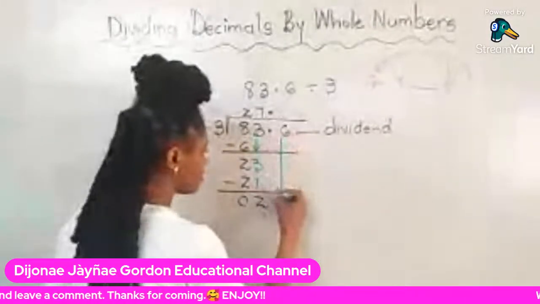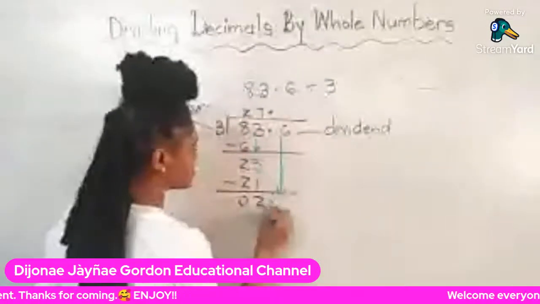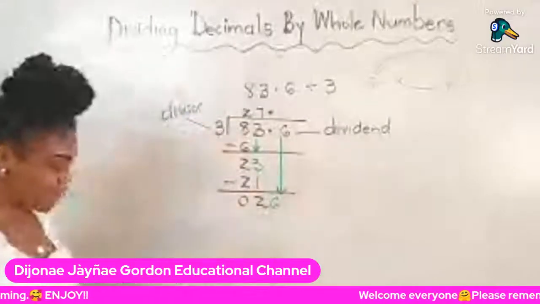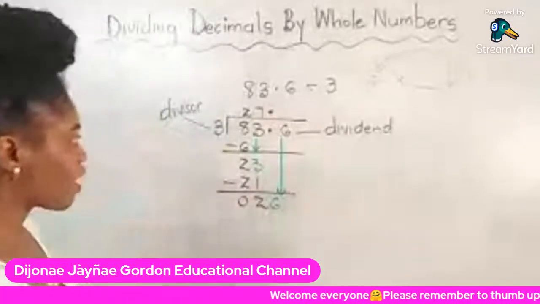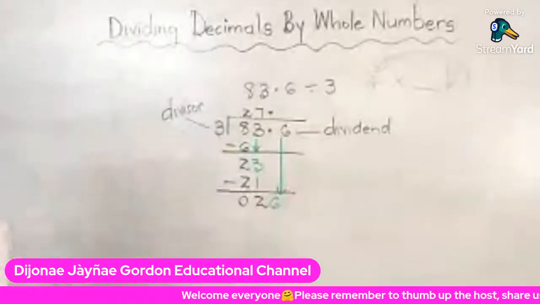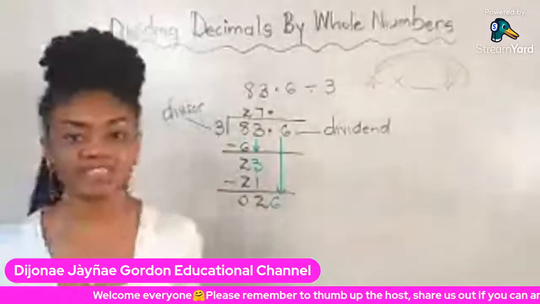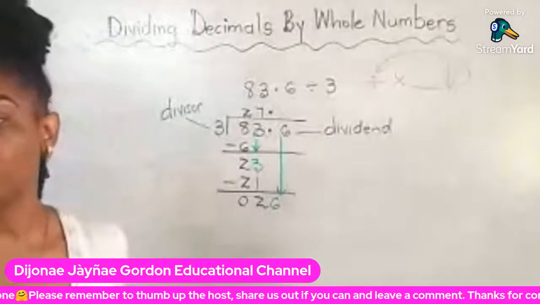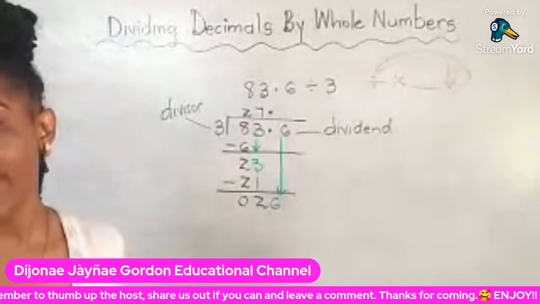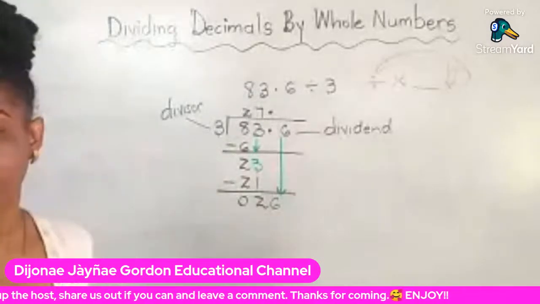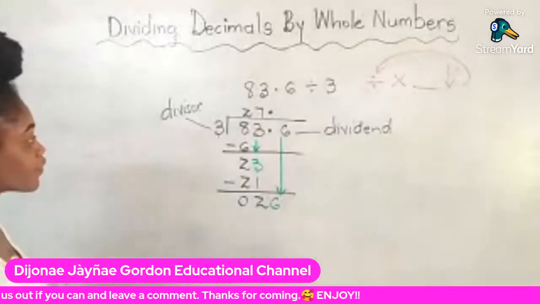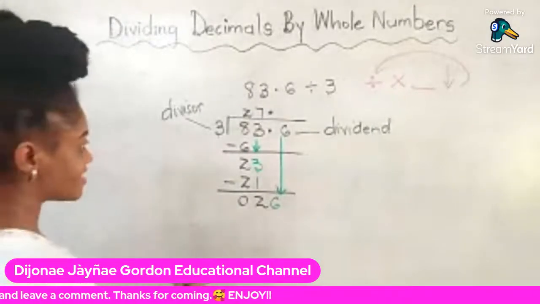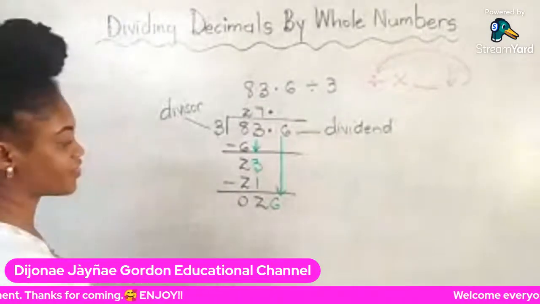And it's going to come right beside this one. Now we have 26. So now you are going to ask yourself, how many groups of 3s can you get from 26? And of course, we can get 8 groups of 3s.